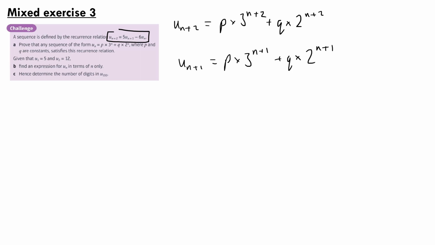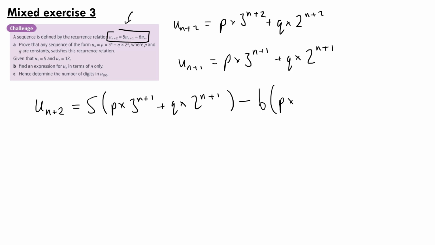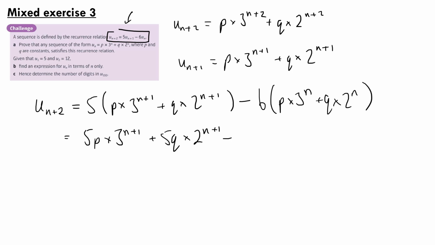And now we can substitute that into the recurrence relation they give us. So we're going to have u_{n+2} equals 5 lots of u_{n+1}, and then we're going to take away 6 lots of u_n, so p times 3 to the power of n plus q times 2 to the power of n. And now if we expand brackets, we're going to have 5p lots of 3 to the power of n+1, plus 5q lots of 2 to the power of n+1, minus 6p lots of 3 to the power of n, and take away 6q lots of 2 to the power of n.